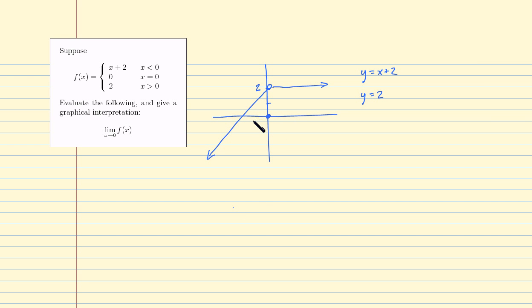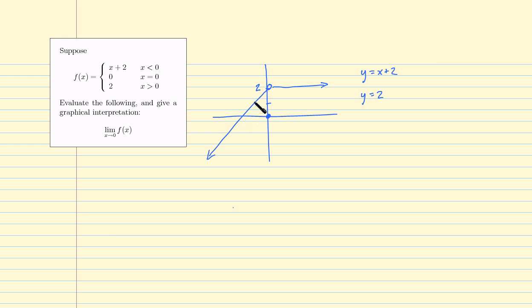Okay, so the question is, if I'm to evaluate the limit as x approaches 0 of f of x, I need to find the height that I can get arbitrarily close to as long as I keep my x values sufficiently close to 0. Okay, in other words, what's the behavior of this function as I'm getting closer and closer to 0?